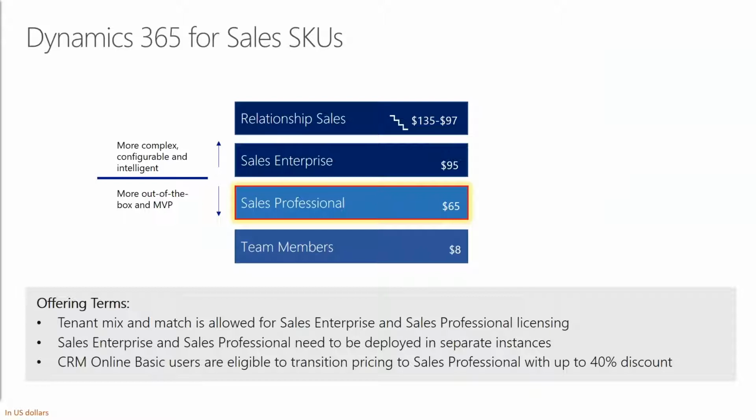So just very quickly, Sales Professional. We now have a new edition called Sales Professional, which sits in between Sales Enterprise and the team members. Again, it's at $65 per user per month. This is the US pricing. You can have both Sales Professional and Sales Enterprise in the same tenant, but not on the same instance. They would sit in different instances.